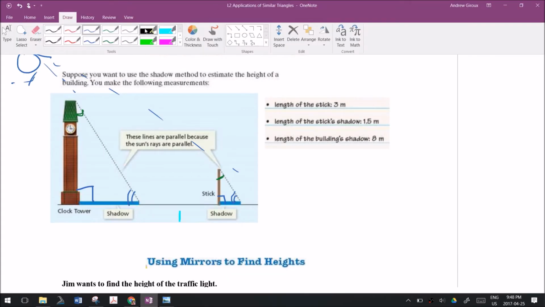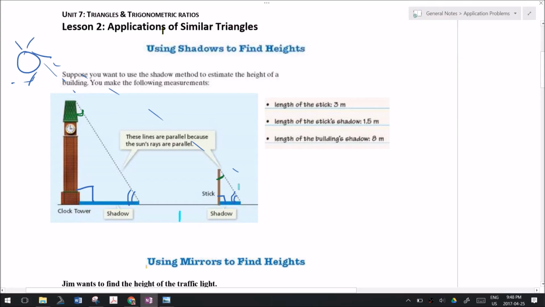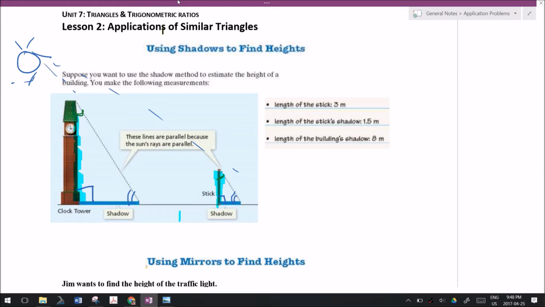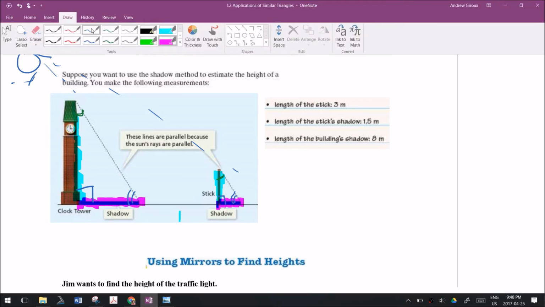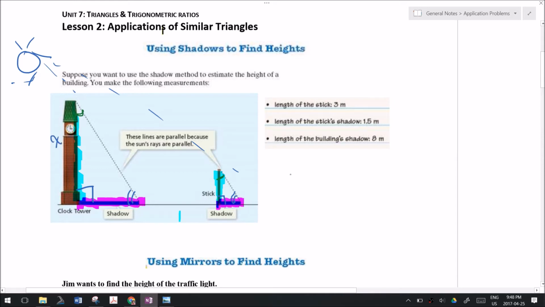So again, in our clock tower, the height of this stick corresponds to the height of the tower, since they're in the same position, and the length of the shadow corresponds to the length of this shadow. So if I were to set up the ratio, the height of the tower, which I don't know, divided by 8 meters, because I know that the length of the building shadow is 8 meters, is equal to the height of the stick, which is 3 meters, divided by the length of the shadow, which is 1.5.